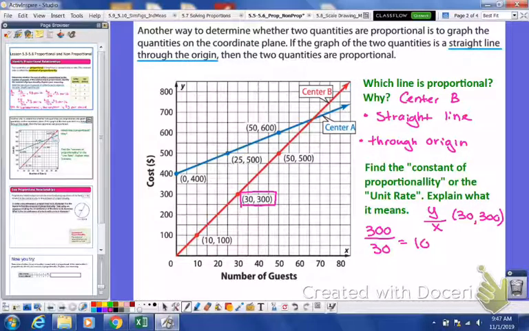but then we have to explain it. Remember, rates require labels.